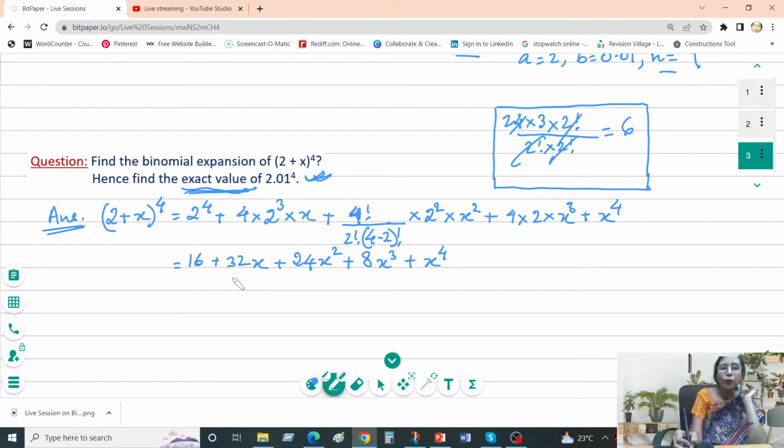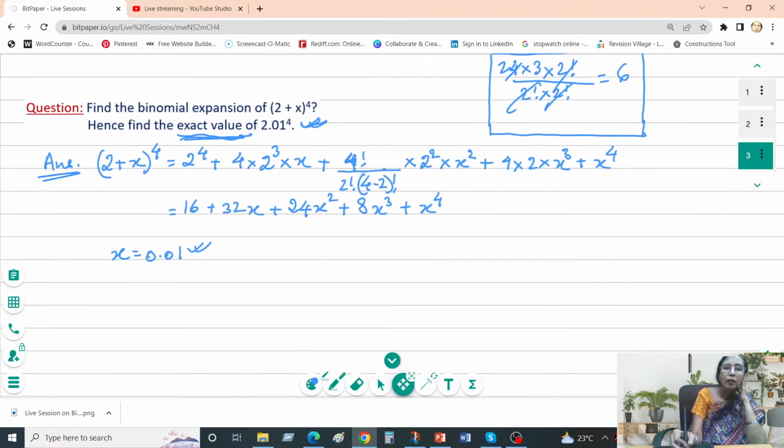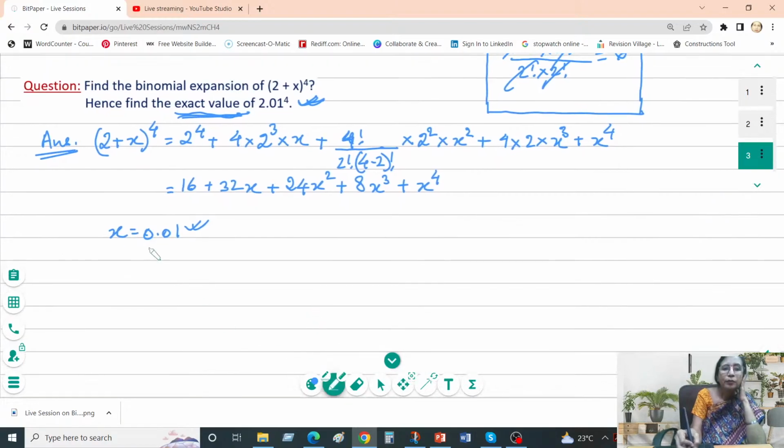2.01 to the power of 4. Now in this case, x will be 0.01. So wherever we are having x, we will be substituting this 0.01. Let us do that.